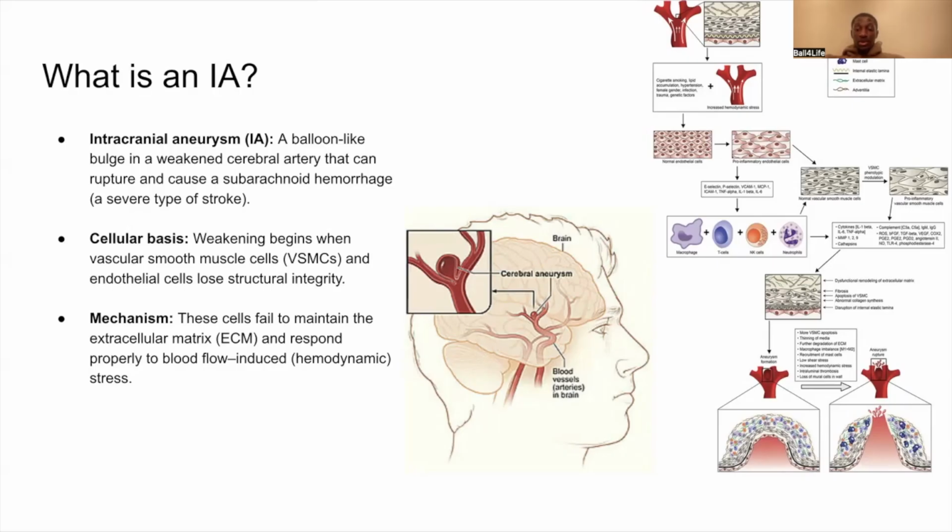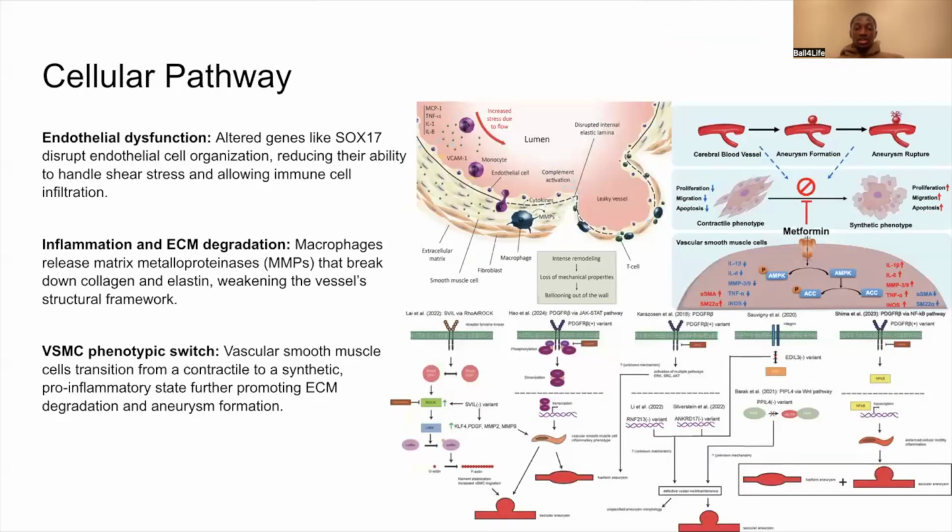From a cell biology standpoint, this weakening begins when the vascular smooth muscle cells and endothelial cells, which line and support the artery, lose their ability to maintain the extracellular matrix structure and respond properly to hemodynamic stress. The process starts with endothelial dysfunction. Constant blood flow exerts shear stress on endothelial cells, which normally sense and adapt to this through mechanosensitive pathways. For example, the SOX17 gene helps regulate endothelial maintenance and vascular remodeling. When genes like this are altered, the endothelial cells lose their organized structure.